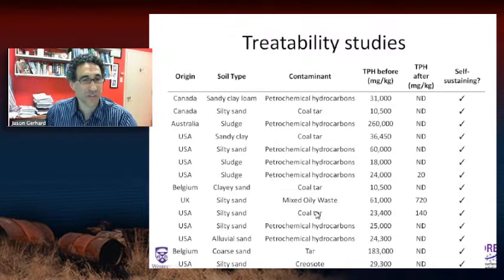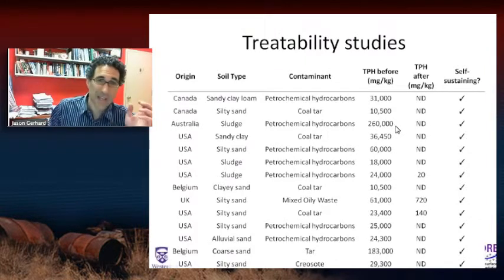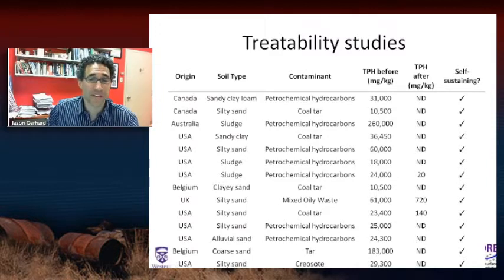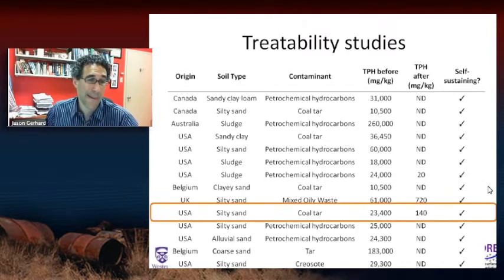We've got tars, creosote, coal tar. This is the one where we did the dioxin furan testing. And you can see we've had self-sustaining combustion in all of them. We've had a huge range of starting concentrations, right up to this incredibly contaminated material from Australia. And you can see basically nothing left in the end. So it's been a very, very successful way of demonstrating the viability of STAR for real sites.